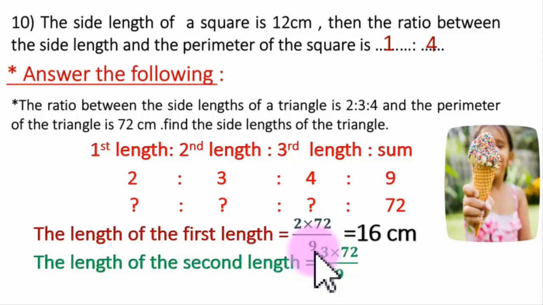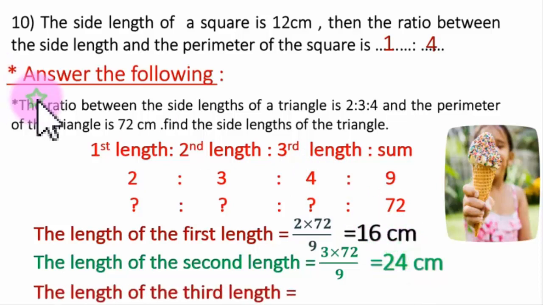The length of the second side equals 3 times 72 divided by 9. 72 divided by 9 equals 8. 8 times 3 equals 24 centimeters. We can get the length of the third side by multiplying 4 by 72, then dividing the product by 9. Or we can say 16 plus 24 equals 40. 72 minus 40 equals 32.